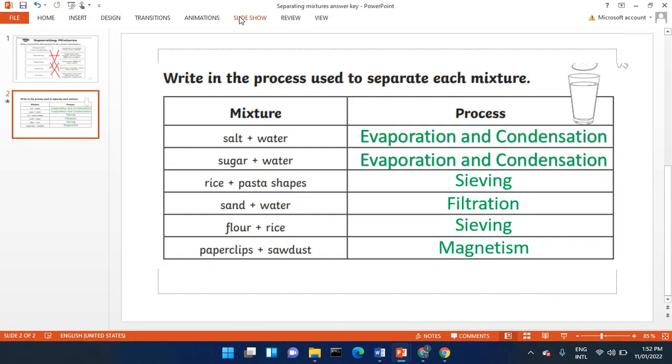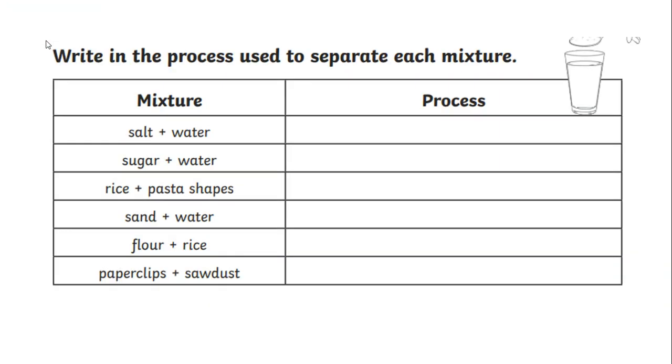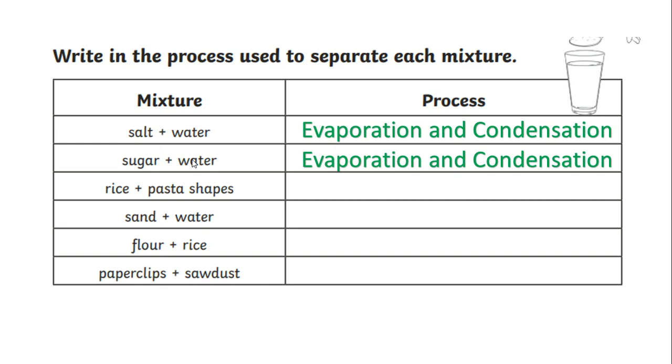Okay, good. So with this one, if we're trying to separate salt and water, the salt is going to be dissolved in the water. So we have a soluble solid being dissolved into a liquid. So that's definitely evaporation and condensation. Sugar and water, the same thing follows. We have something that is going to be dissolved into the water. So we have a solution. And in order to separate solutions, we saw last time that it was evaporation and condensation.